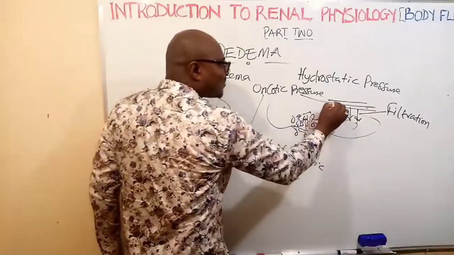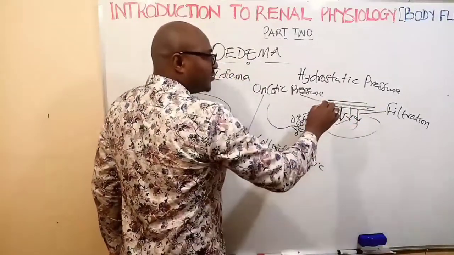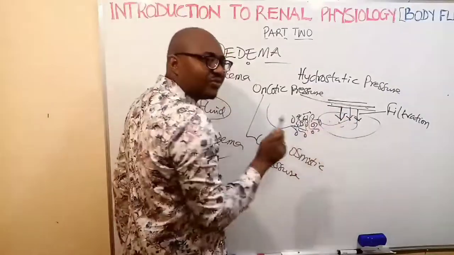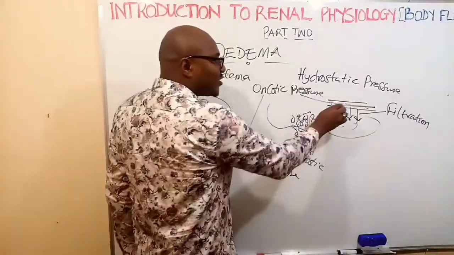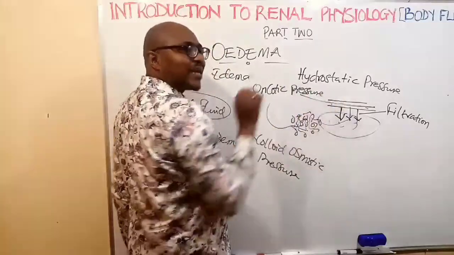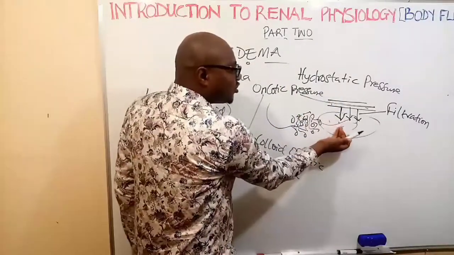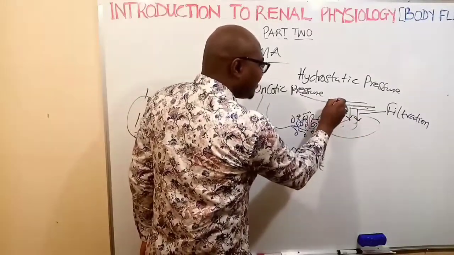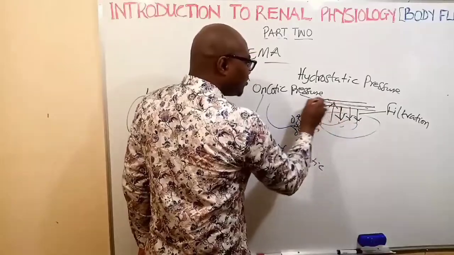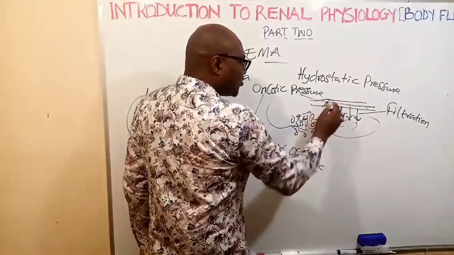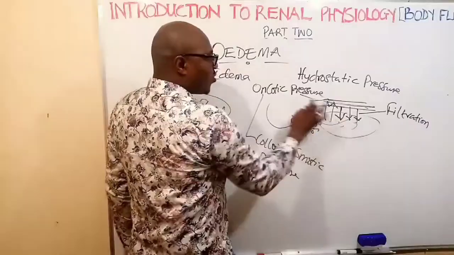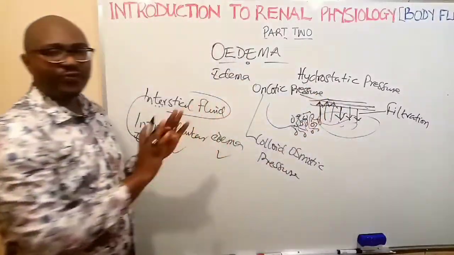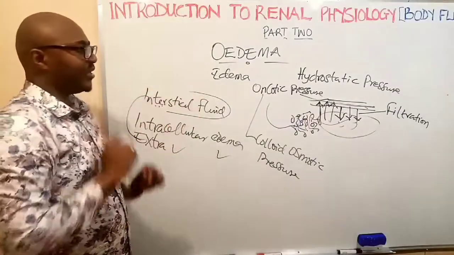So since you have plasma proteins here, plasma proteins are not found in the interstitial fluid. Remember that it cannot pass the capillary membrane. So it draws water from the interstitial fluid compartment back into the capillaries. So you see that it's opposite of this hydrostatic pressure. So these are the two forces and they are opposite each other.